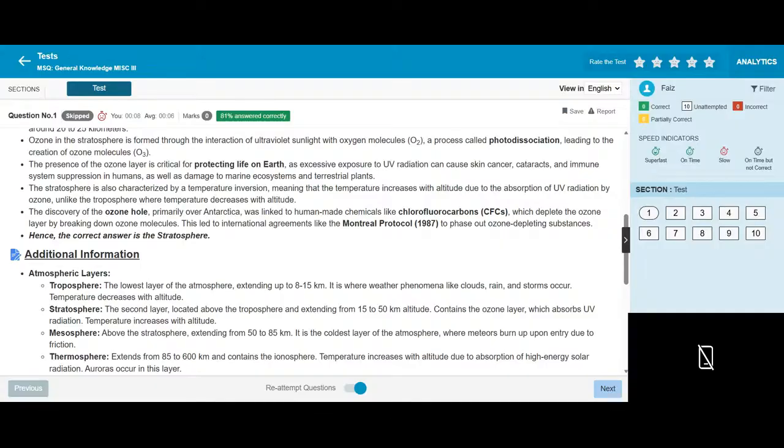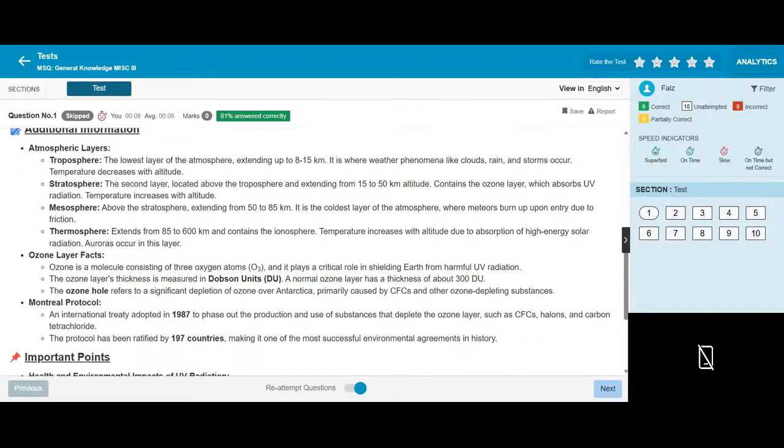This led to international agreements like the Montreal Protocol of 1987 to phase out ozone-depleting substances. Troposphere, the lowest layer of atmosphere extending up to 8 to 15 kilometers, is where weather phenomena like rain and storms occur. Temperature decreases with altitude.